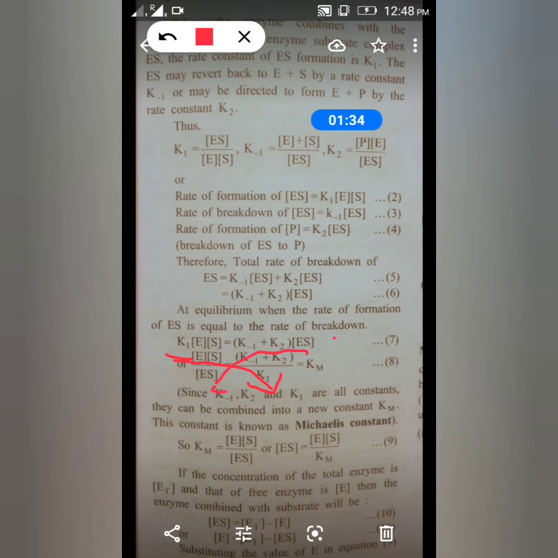Same here, since ES here in this side is multiplication, this side it will come down as division. So that is the rule of mathematics, right? So if you take ES this side, it will come down, and K1 you take this side, it will come down this side. So we get equation 8.